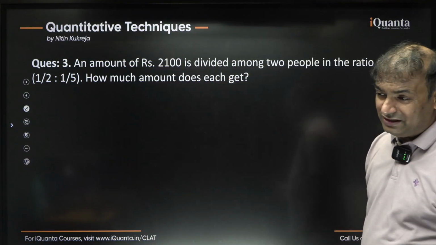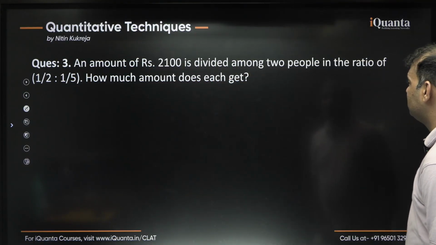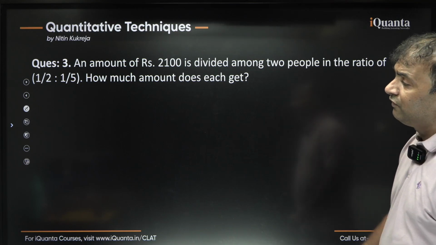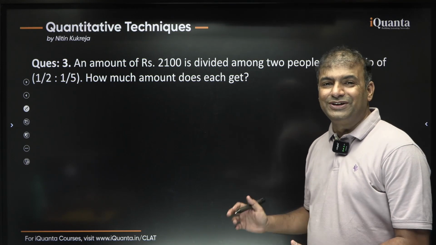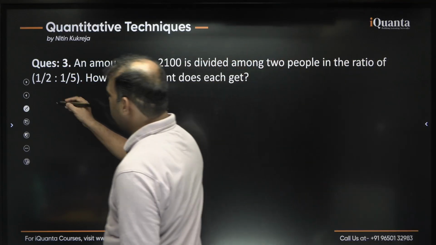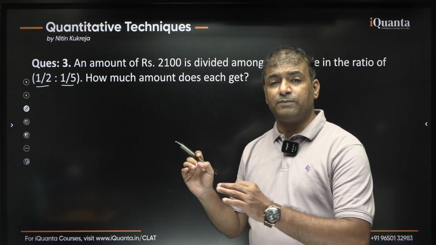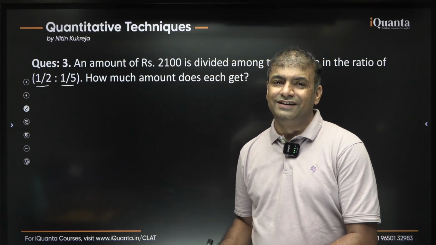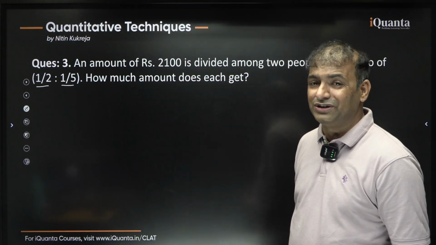Question number 3 says that an amount of rupees 2,100 is to be divided among 2 people in the given ratio. Then how much does each get? Okay, a similar question, like question number 1. But why did I give it to you? Because in this question, the ratio is given in the form of fractions. Last time, the ratio was simply given in natural numbers, but here the ratio is given in the form of fractions. That's why I gave a similar question one more time.